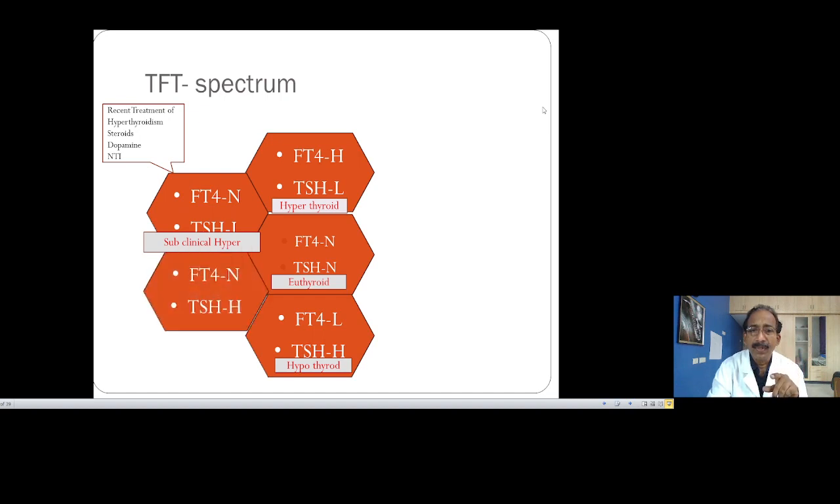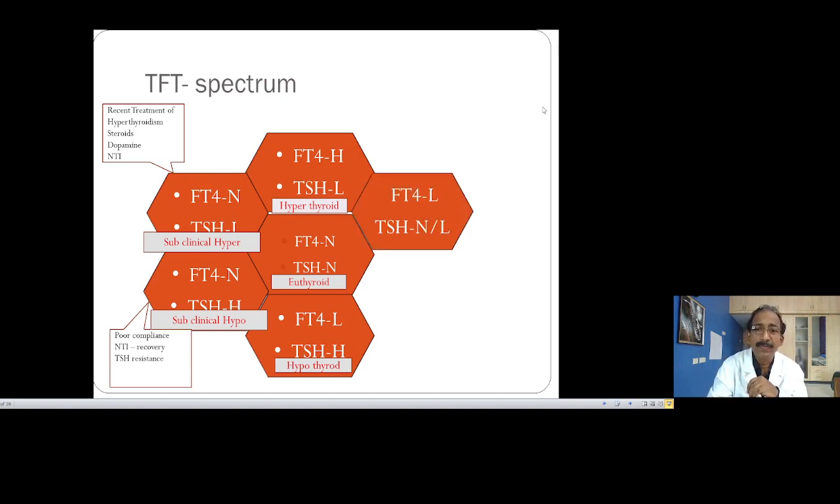And if free T4 is normal and TSH is high, again it is subclinical hypothyroidism, but it can be poor compliance. The patient may not be taking tablets. Some days they take, some days they don't, and they don't cover every day. So there can be poor compliance with the levothyroxine therapy, and sometimes a recovery phase of non-thyroidal illness and TSH resistance, which are rare situations. Again, you have to think about it as a postgraduate or as a physician.